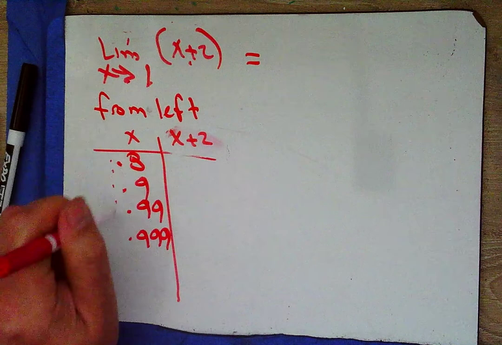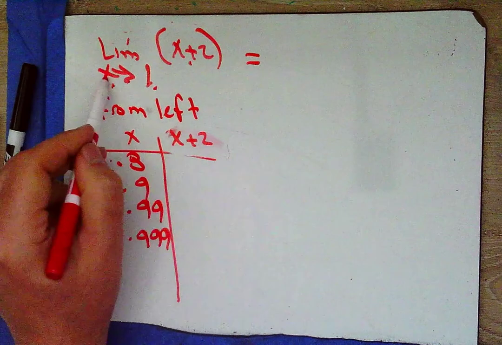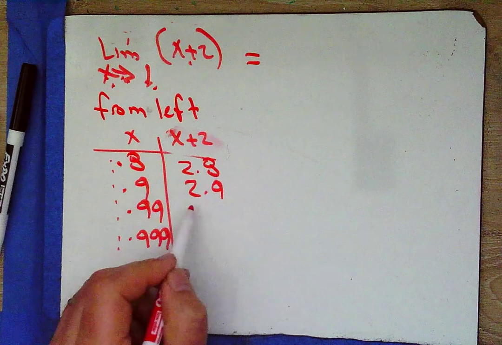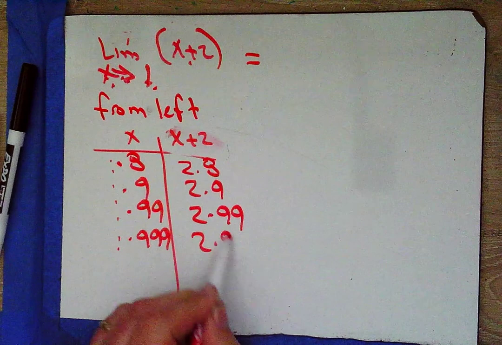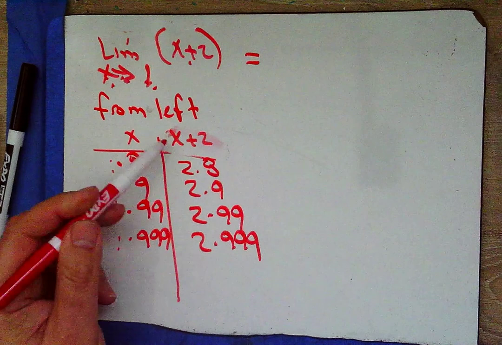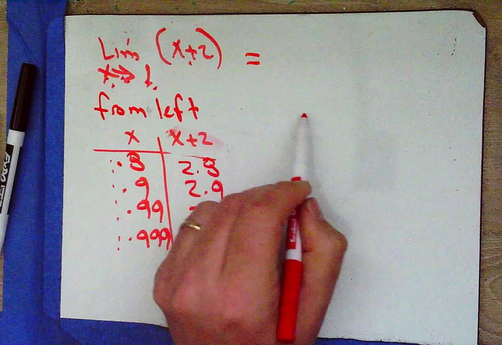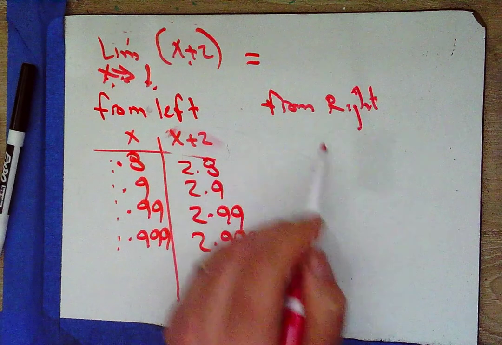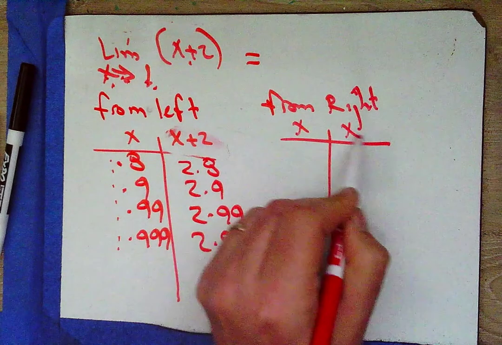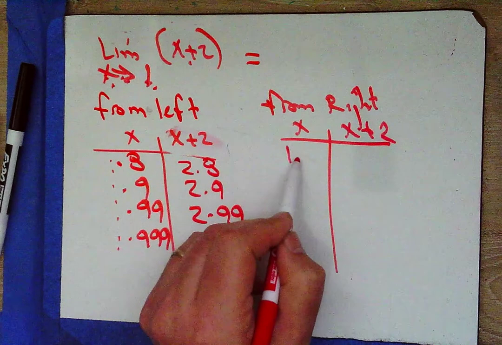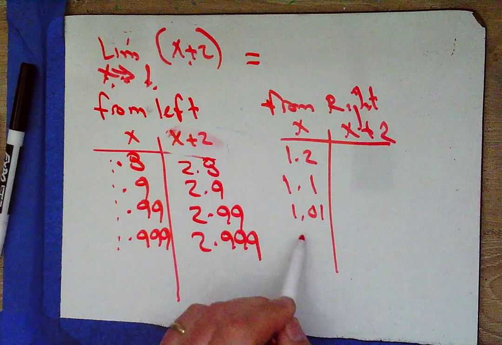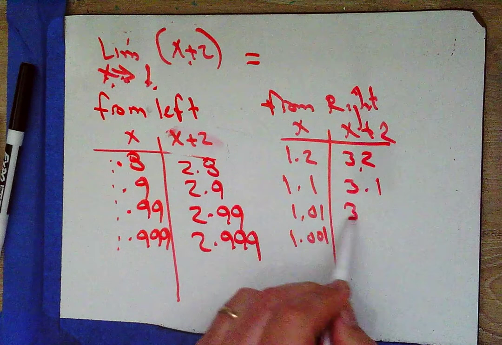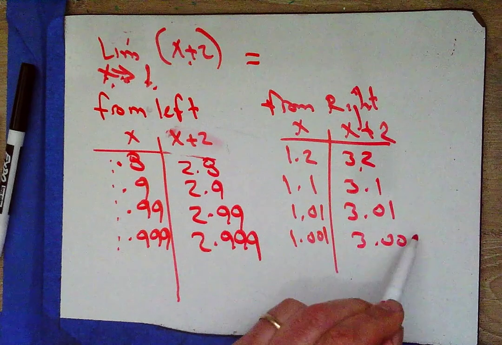Okay, these values are getting closer and closer to 1. X is approaching 1. The y values, 2.8, 2.9, 2.99, 2.999. The y values are approaching some number. What about from the other side of x equals 1? From the right. X, we have x plus 2. How about 1.2, 1.1, 1.01, 1.001? That'll give me 3.2, 3.1, 3.01, 3.001.